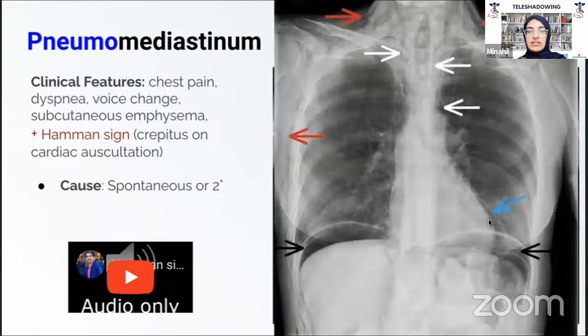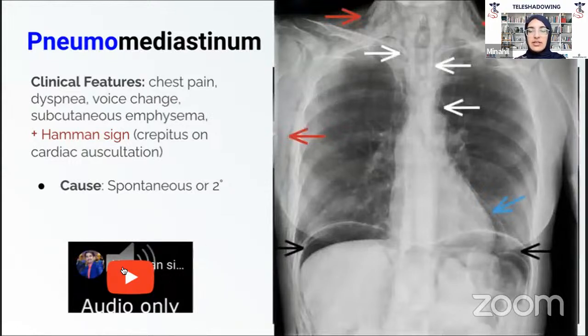But the pneumomediastinum here is indicated by the white arrows. Remember, this is the mediastinum area. This is the pneumopericardium. And the black area here, this is called a pneumoperitoneum, which I talked about before, when there's air beneath, around the abdominal area.